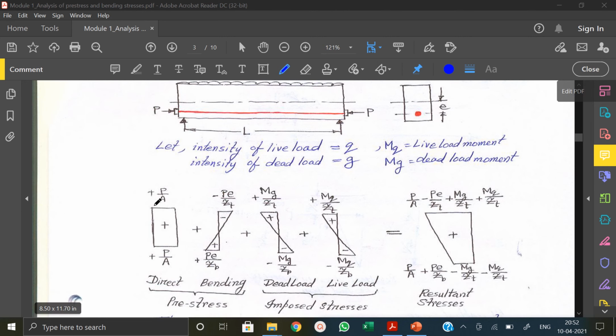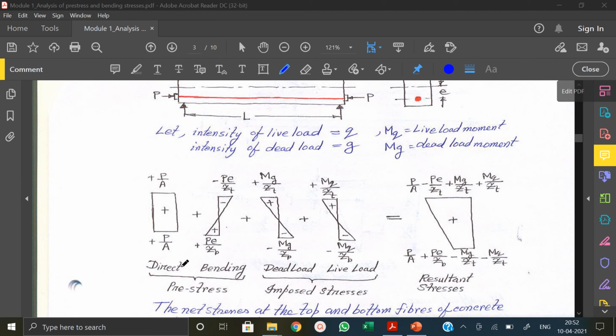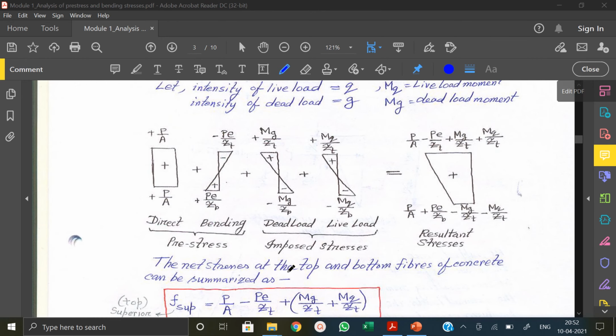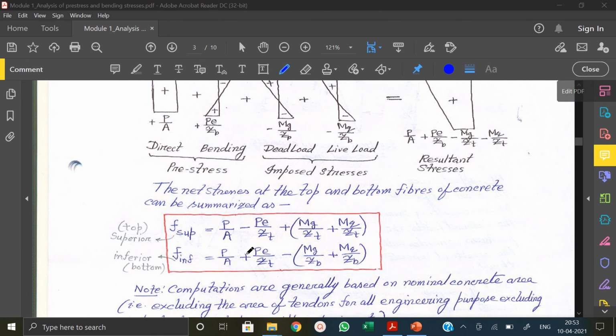That is, the first is the direct stress and the second one is the bending stress due to the pre-stressing force. So these two I can club as the stresses due to the pre-stress, and the next one is due to dead load and live load separately, that is your imposed stresses, and total stress, the resultant stress. So the total stress for the upper and lower, you will get it like this separately. Please do it, write it by yourself. This is the very basics of your pre-stress. Once you understand this, the rest of the thing is very easy for you. So the net stress at the top and bottom fibers of the concrete can be summarized as this one.